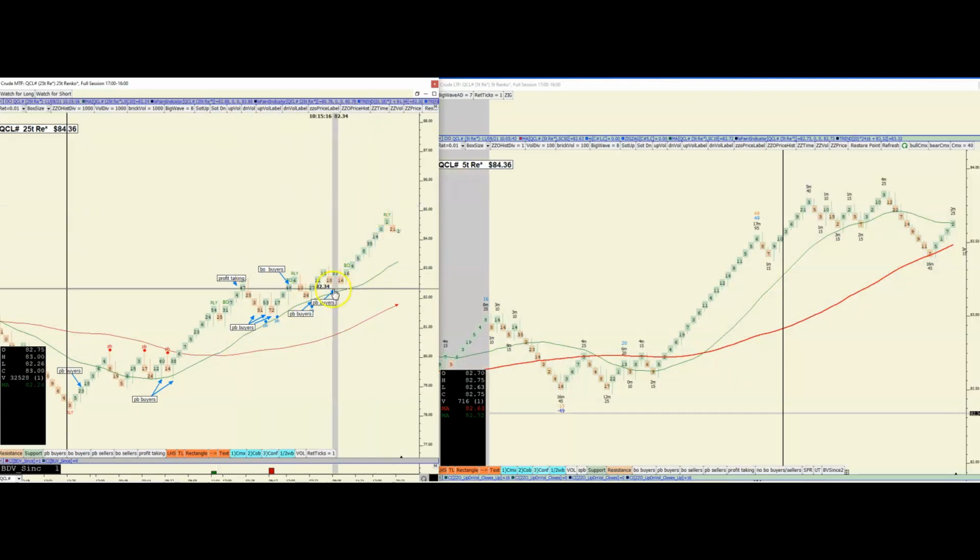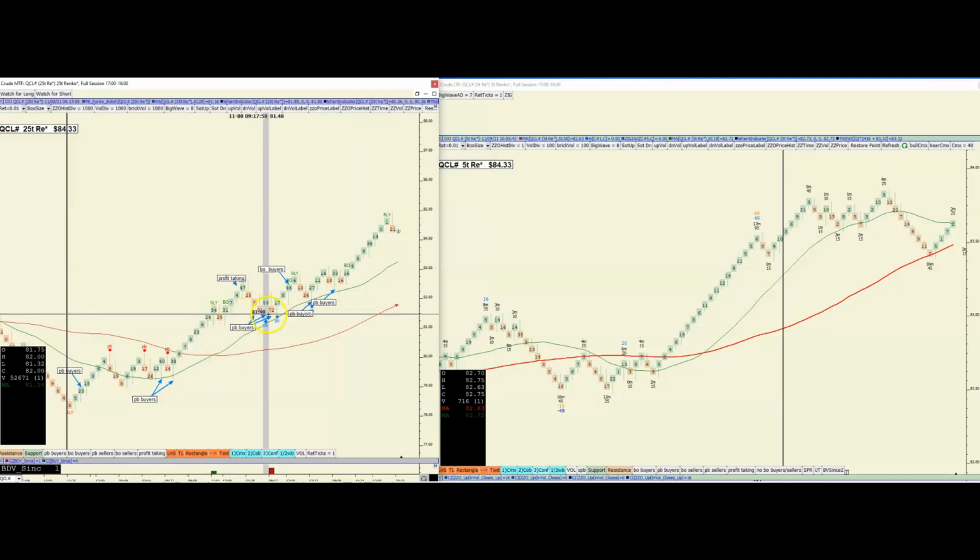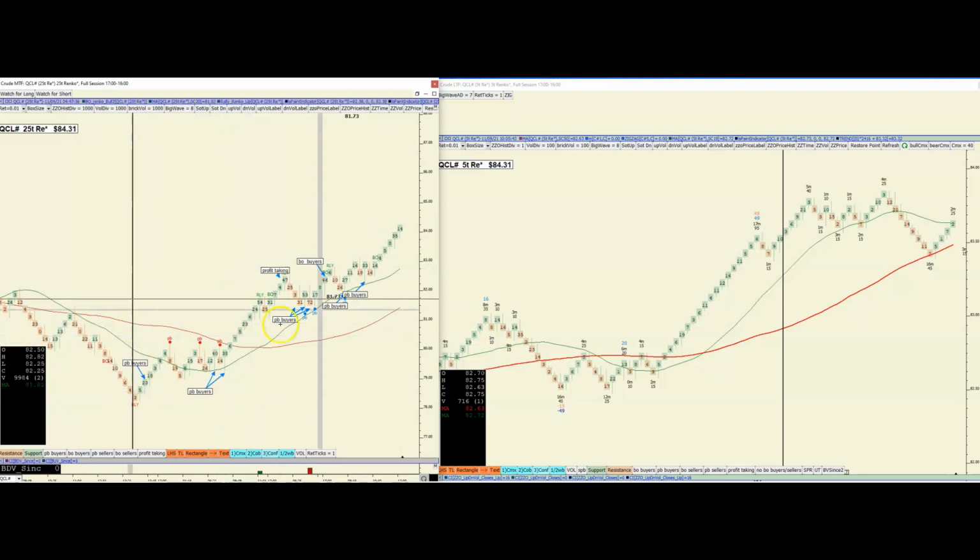This is what's going to happen. The breakout is going to work. The test is going to work. Here you have a cross. The cross is going to work. I can show you indicators and they're all going to work.